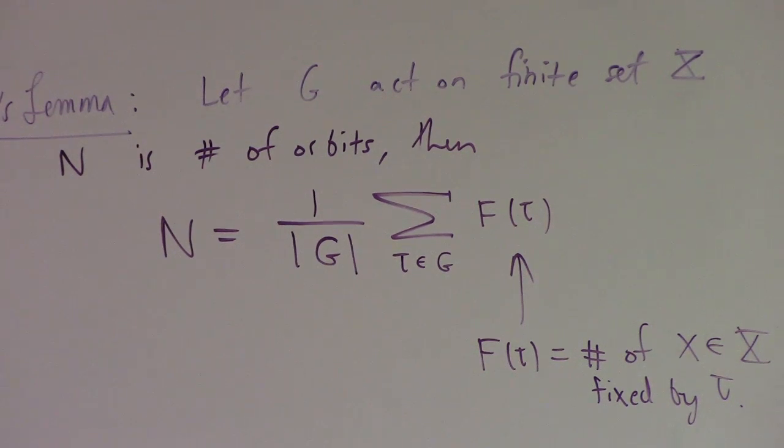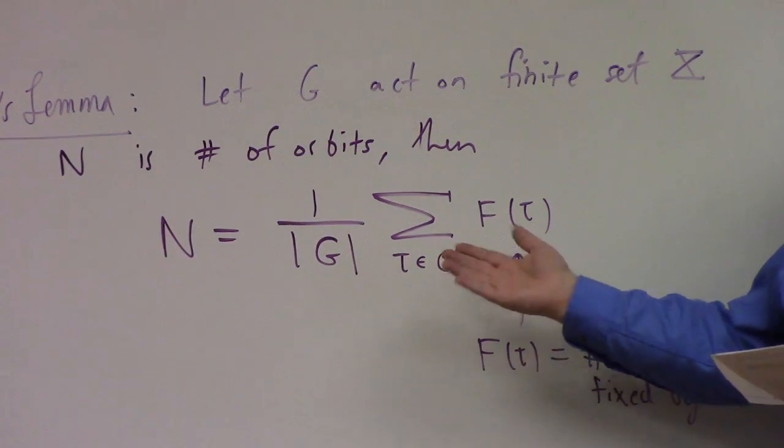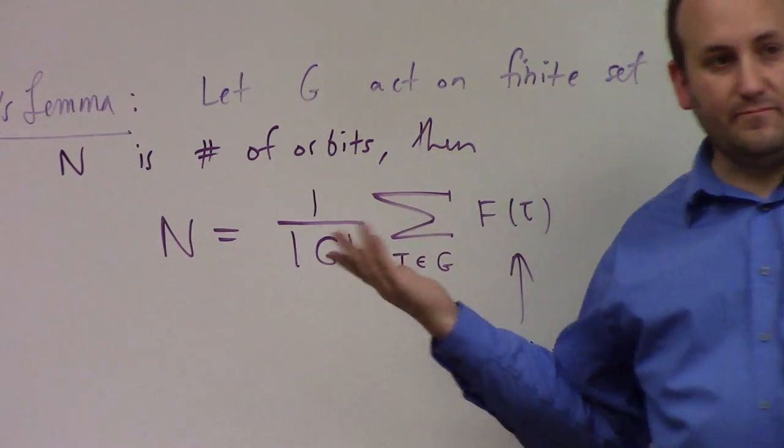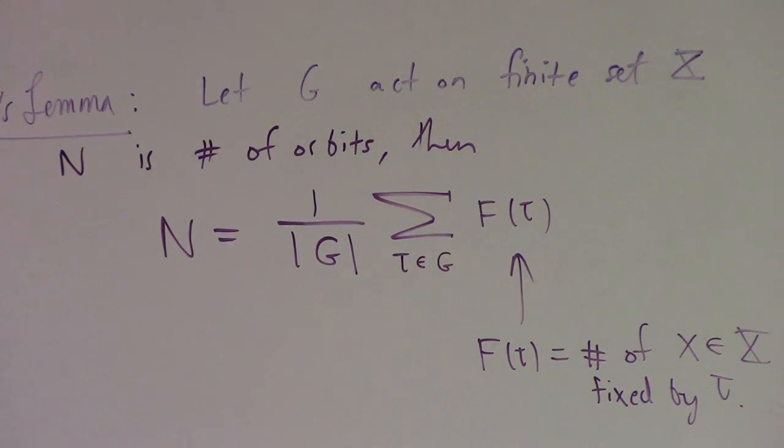You can do that for each orbit, right? So the number of orbits times the order of G is equal to the number of ones in the whole thing, which is a sum. So you got n times the order of G is equal to the sum, and there's the theorem.